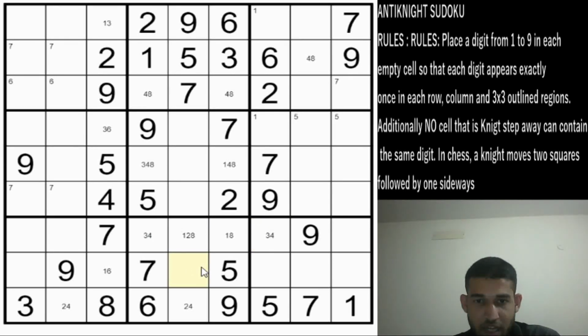So this can only be a 1, 2 or 8, but 2 is at a knight's move from this cell, so this will be a 1 or an 8. So we have a 1, 8 pair now, so this will be a 2. This should be a 4, this is a 3, this is a 4, this is a 2. We can remove the 3 from this cell. And using classic rules, 4 can only be here in this box.